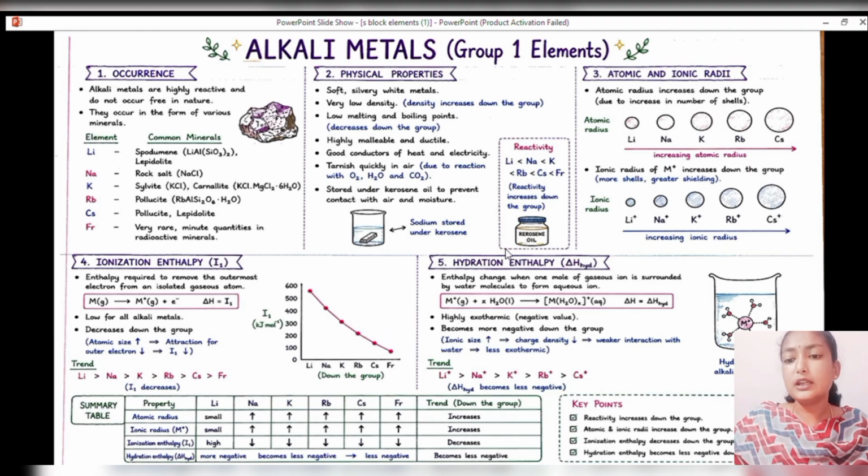Then hydration enthalpy. What is hydration enthalpy? It is the enthalpy change when 1 mole of gaseous ion is surrounded by water molecules to form an aqueous ion. What is an aqueous ion? When a metal in ionic form reacts with water molecules, they form an aqueous ion. Okay, are you able to understand the sequence now? The metal reacts with n number of water molecules, forming an aqueous ion.